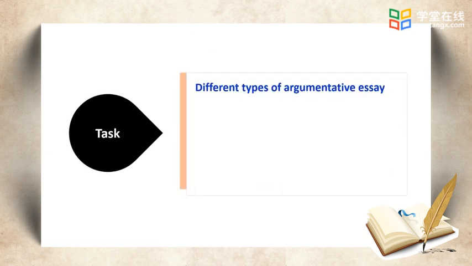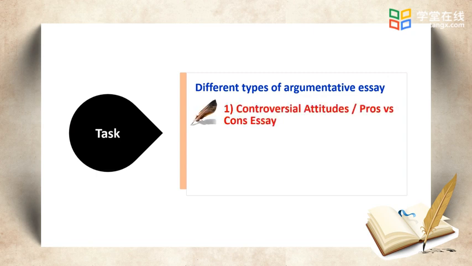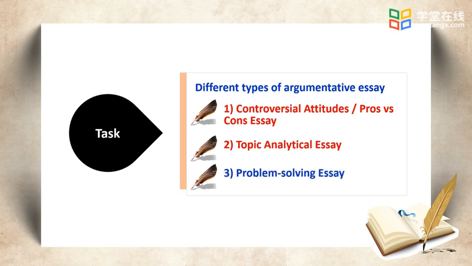Generally speaking, commonly existing argumentative essays can be divided into three different types. First is the argumentative essay, which tries to expose controversial attitudes or the pros and cons of a certain thing or issue. Next is the topic analytical essay, in which the author tries to analyze a certain problem in its various aspects. The third type is the problem-solving essay, which tries to find solutions to certain problems.